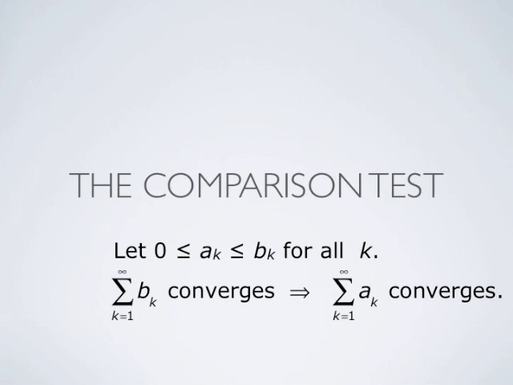In this video I discuss the comparison test that can be used to show that a certain series converges or that some other series diverges. One part of the comparison test says that if a_k and b_k are positive and a_k is always at most b_k, and if the series formed by the terms b_k converges, then also the series formed by the terms a_k converges. This is a useful result that allows us to study the convergence of complicated series.